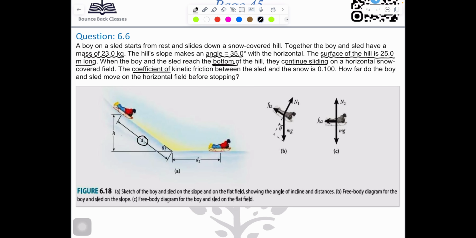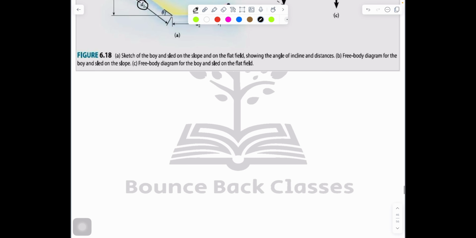The coefficient of kinetic friction, mu, is given. How far do the body and sled move on the horizontal field before stopping? Before stopping means V final should be equal to 0. When it starts, V initial is 0. The mass is given, 23 kg. Theta is 35 degrees.